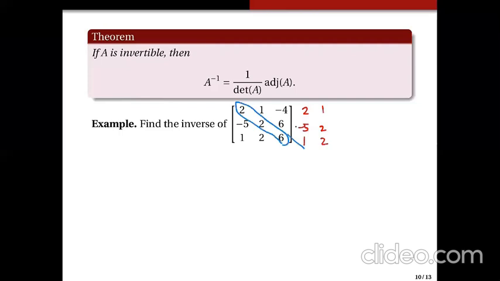And then we multiply these entries here, these entries here, and these entries here, and then we will add them. So 2 times 2 times 6, that's 24. 1 times 6 times 1, that's 6. Negative 4 times negative 5 times 2, that's positive 40. And for the other diagonals, we multiply these entries, and then we subtract them from the sum. So here, 1 times 2 times negative 4, that's negative 8. 2 times 6 times 2, that's 24. And then 6 times negative 5 times 1, that's negative 30.